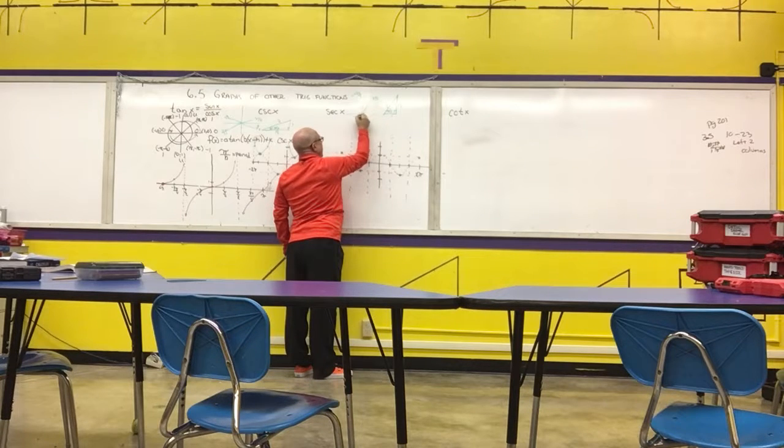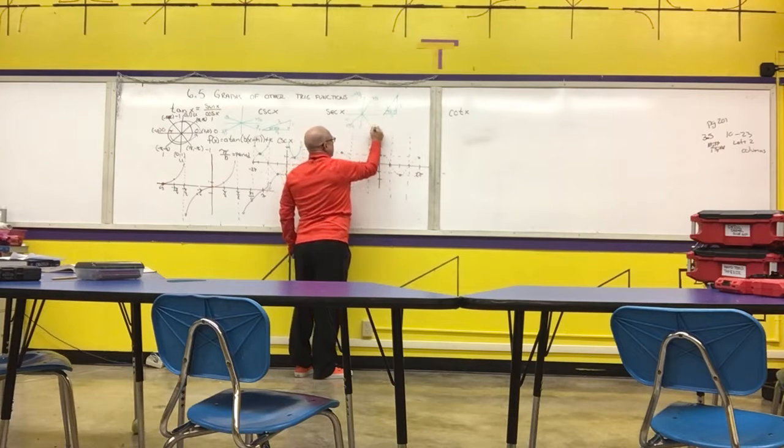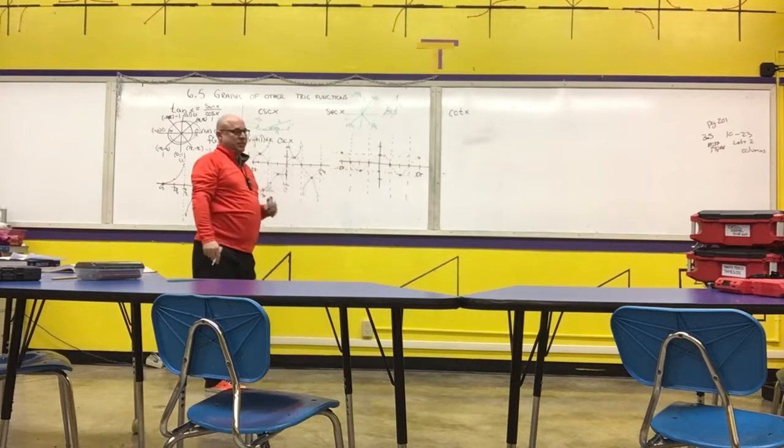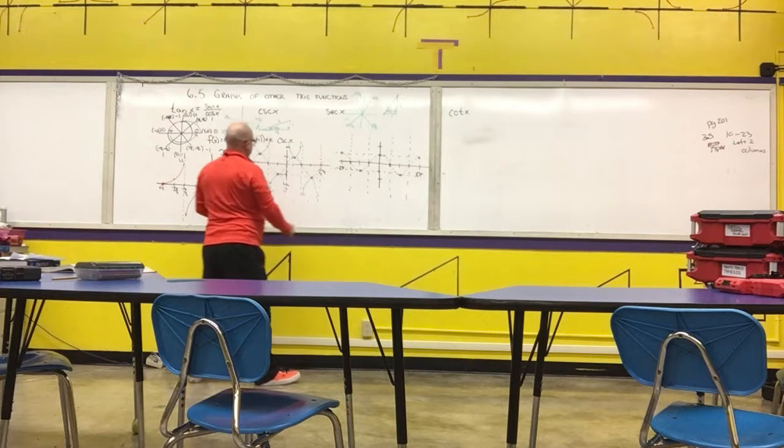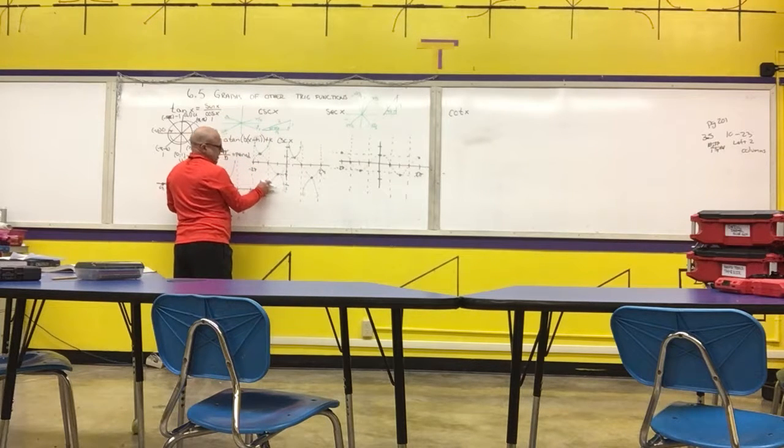At 4 pi thirds, it's negative. And at 5 pi thirds, it's positive. So it's at the pi thirds this time. Notice here that my pi 6 are close to the asymptote. The pi thirds are going to be closer to the halfway point.